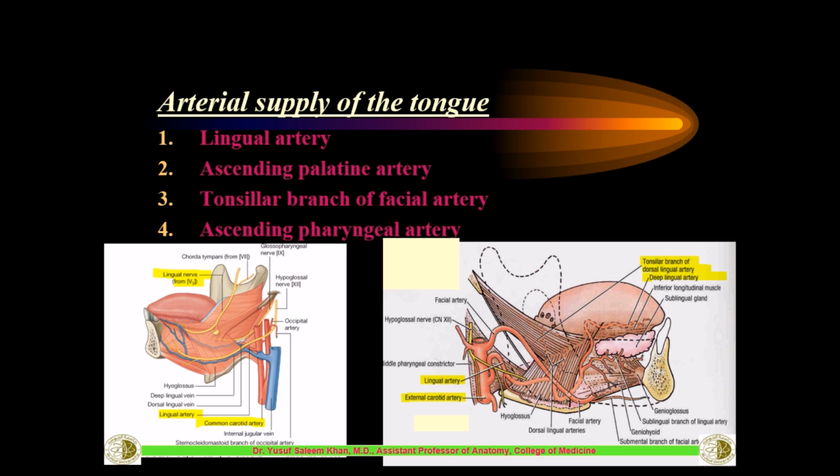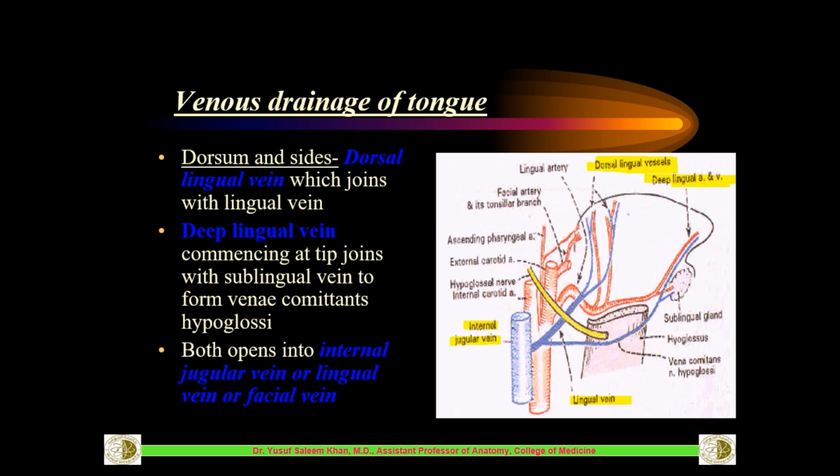There are 4 different arteries, all of which have not been shown here, but you can imagine the main artery will be the lingual artery, which will be supplying the tongue, along with the ascending palatine artery, then the tonsillar branch of the facial artery. So this is the lingual artery here, this is the facial artery. The facial artery also gives a branch, but the main artery will be the lingual artery. Then also the ascending pharyngeal artery. All these 4 arteries will be supplying the tongue.